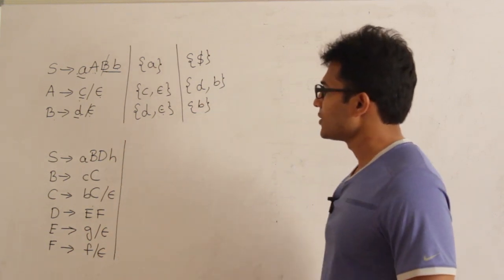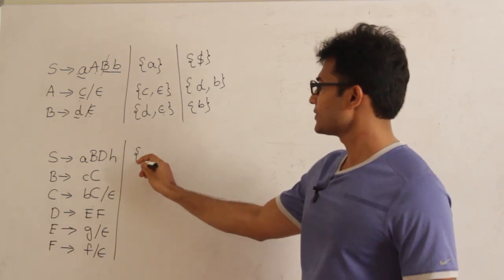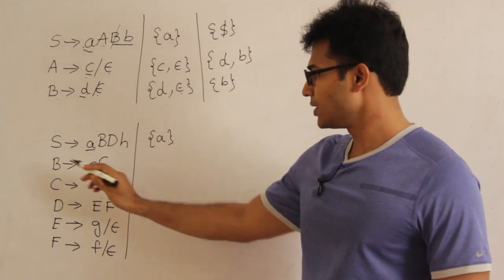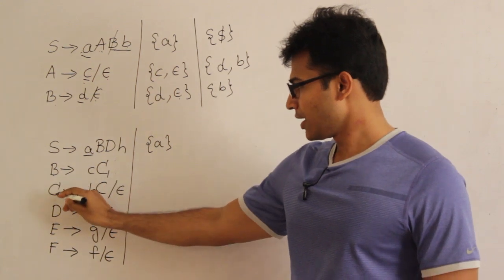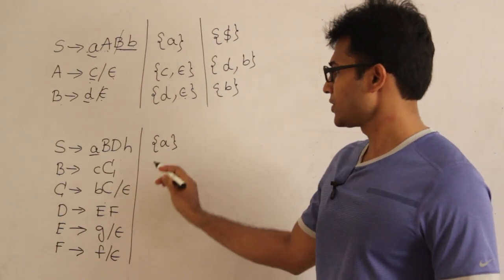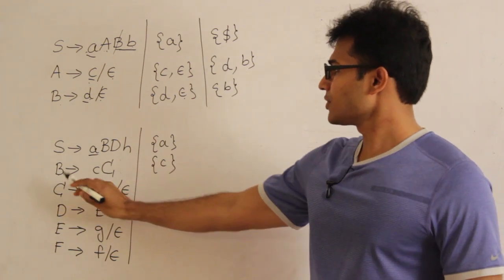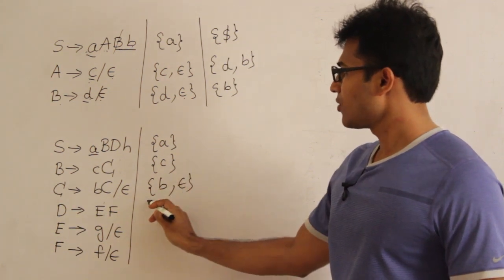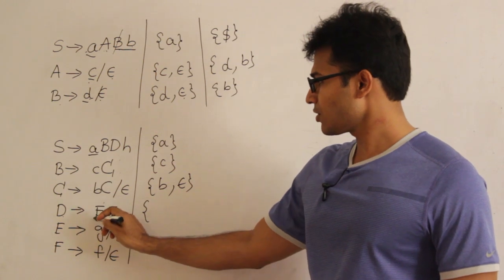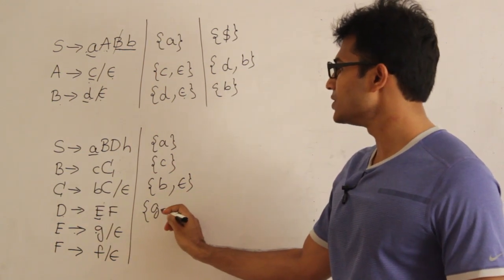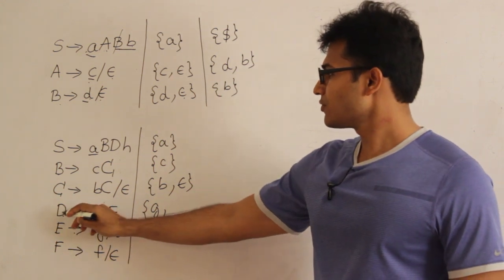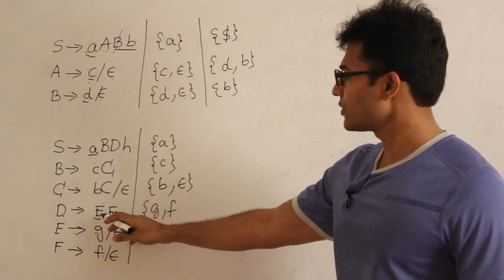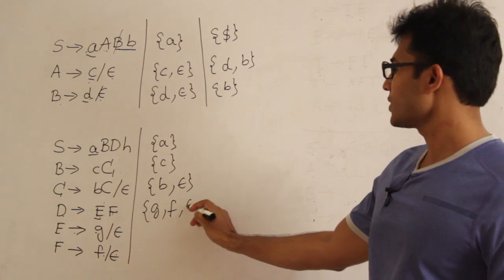Coming to this grammar, what is first of S? First of S is a here, because of this production, right, a. And what is first of B? See, this is capital C, which is a variable, and this is small c, which is a terminal. What is first of capital B? It is small c. What is first of capital C? It is small b or epsilon. Now what is first of D? First of D is first of E. What is first of E? First of E is G, and if I substitute epsilon here, first of D is first of F. First of F is f, and if I substitute epsilon here, both are going to be epsilon and epsilon, therefore I get even epsilon in D, therefore epsilon is added.